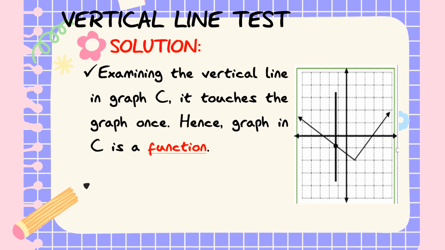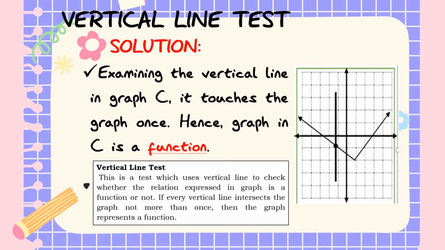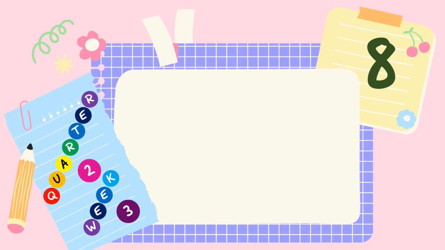So I hope you're learning a lot, and using the vertical line test is very exciting, right? It's very useful. So we must put in mind again that vertical line test is a test that uses vertical line to check whether the relation expressed in graph is a function or not. If every vertical line intersects the graph not more than once, then the graph represents a function.